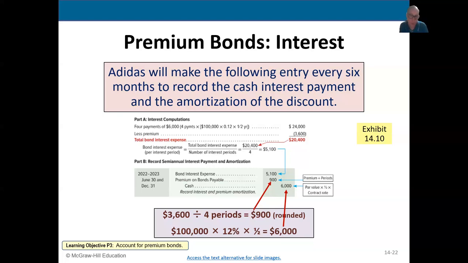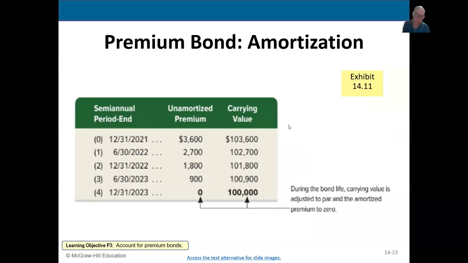Now here we subtract the premium, and the reason for that is because the company received that premium up front. That gives us a total bond interest expense of $20,400. Divided by four payments, that gives us a bond interest expense of $5,100 per payment. We add in the premium on the bonds payable, and we pay out cash of $6,000 per interest period. So you can see both the company and the customer, or bondholder, both work out. They both do well. And the same amortization type of schedule applies to a premium bond.